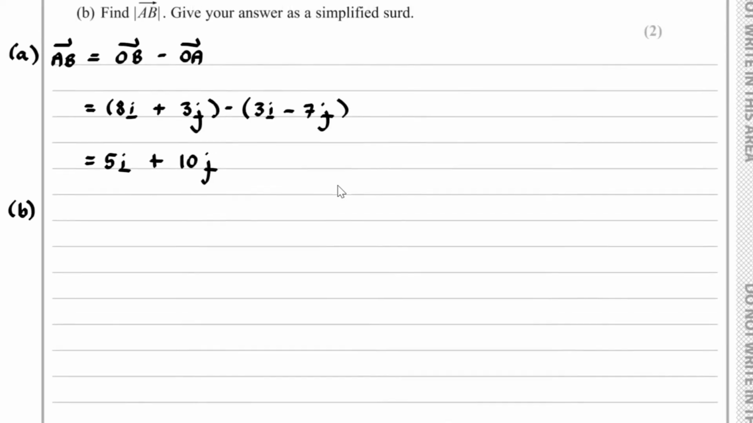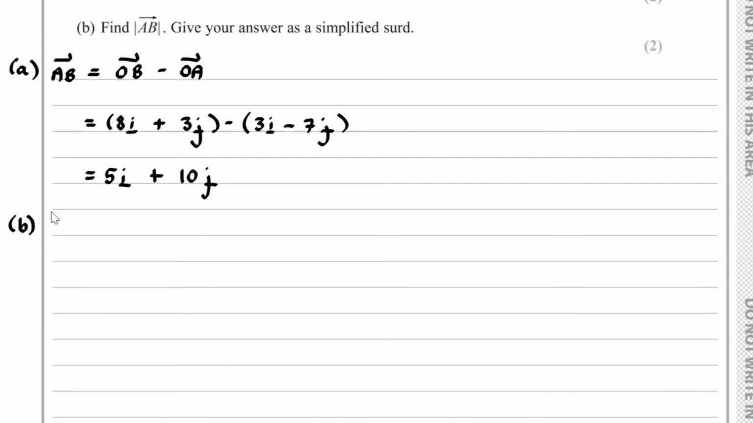For us to find the magnitude of the vector AB, we would have to use Pythagoras. We have 5 squared plus 10 squared square rooted, and if we work all of this out, we end up with 5 root 5. And so the magnitude of the vector AB is equal to 5 root 5.